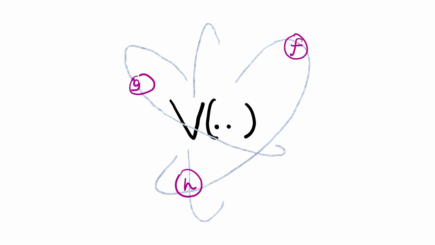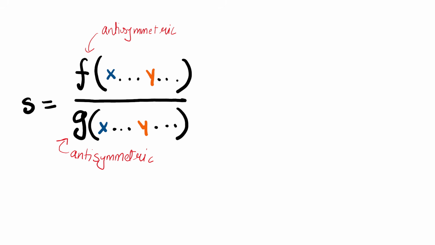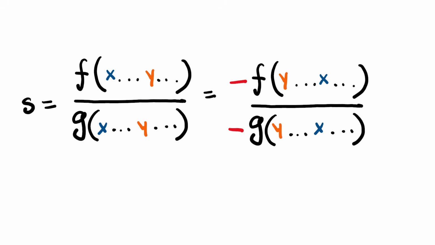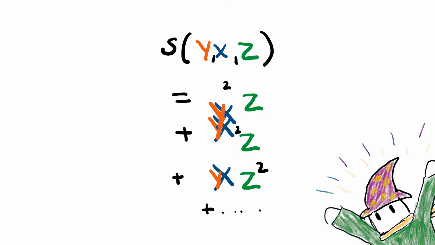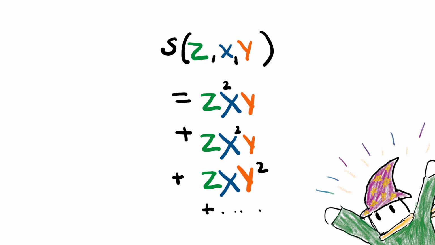The Vandermonde thus is the most fundamental antisymmetric function. Dividing an antisymmetric function by another actually cancels out the antisymmetry, making the resulting function a symmetric function. So, swapping any two variables preserves the function.